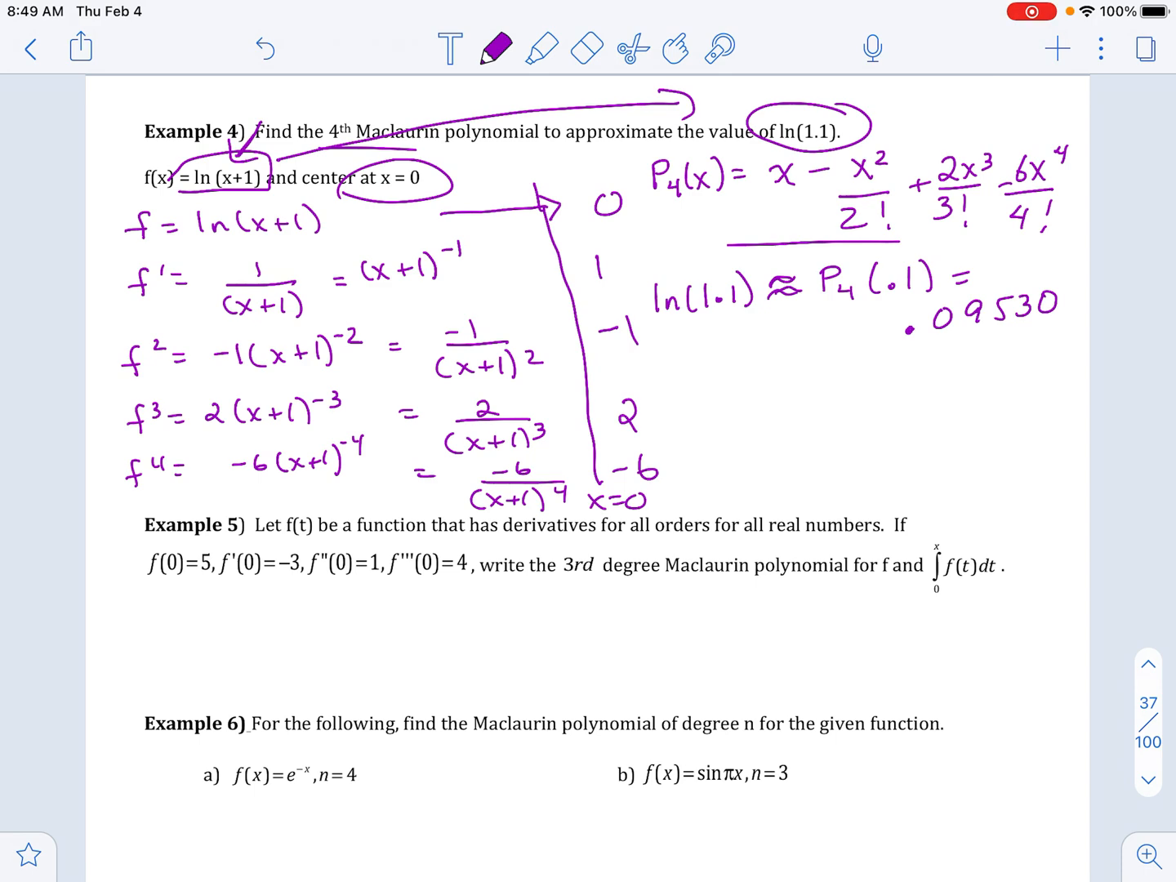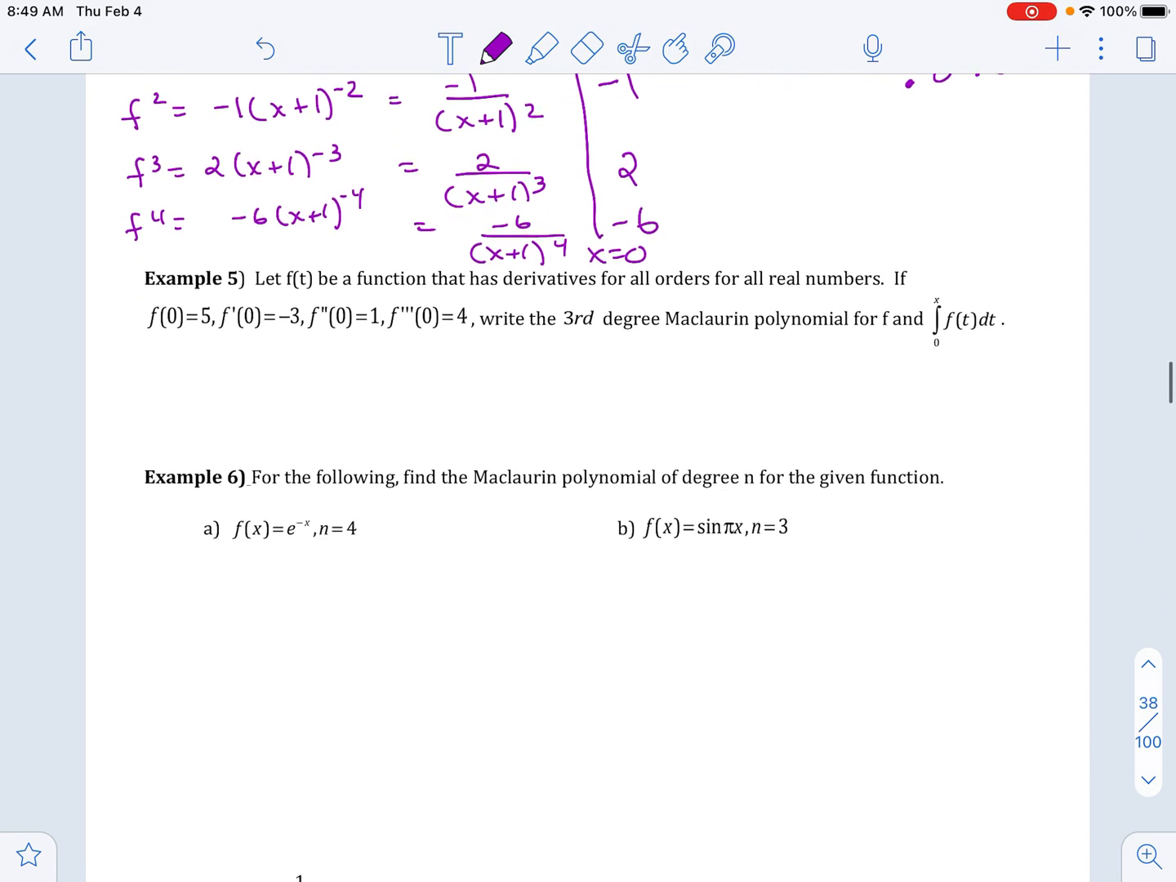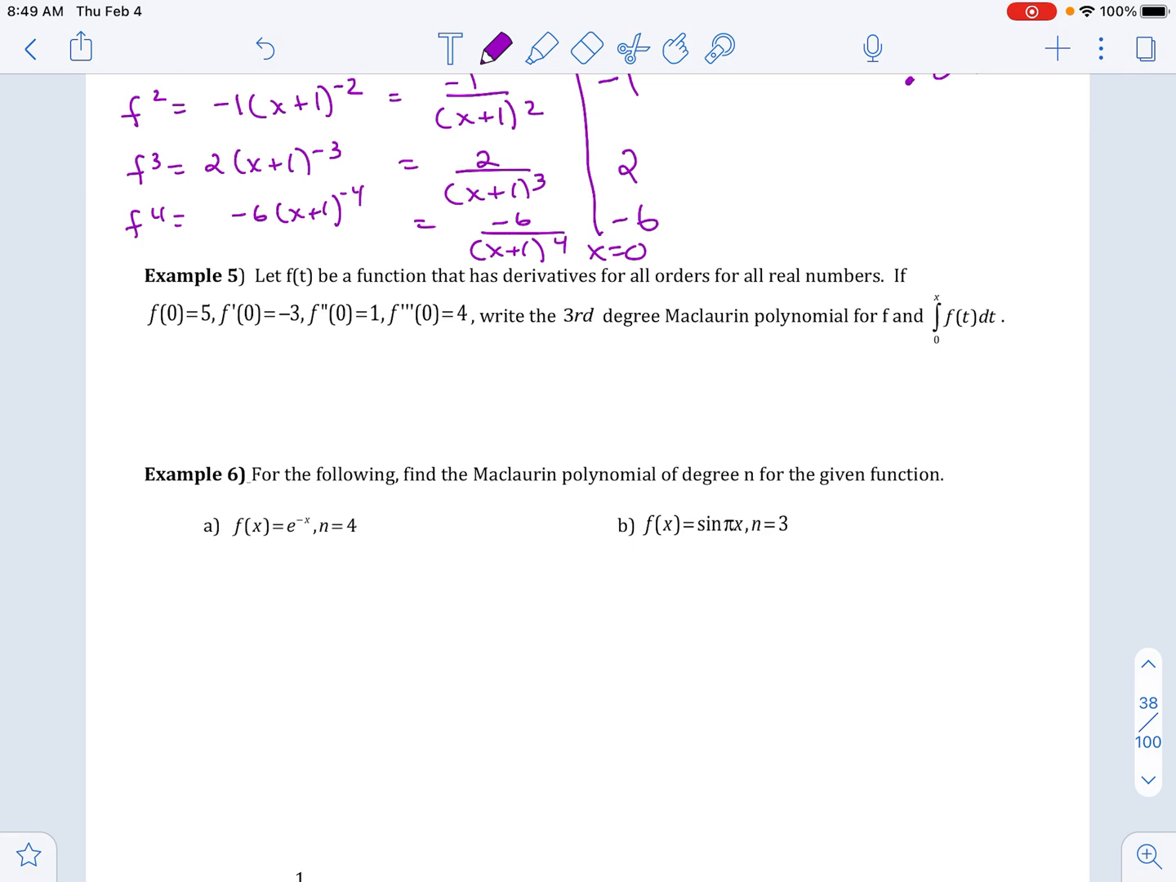Okay, now let's go ahead and write a third degree polynomial for a function. And here I'm actually giving you all the values of derivatives. The third degree polynomial would be f of 0, which is 5, first derivative times x, second derivative x squared over 2 factorial, third derivative x cubed over 3 factorial.